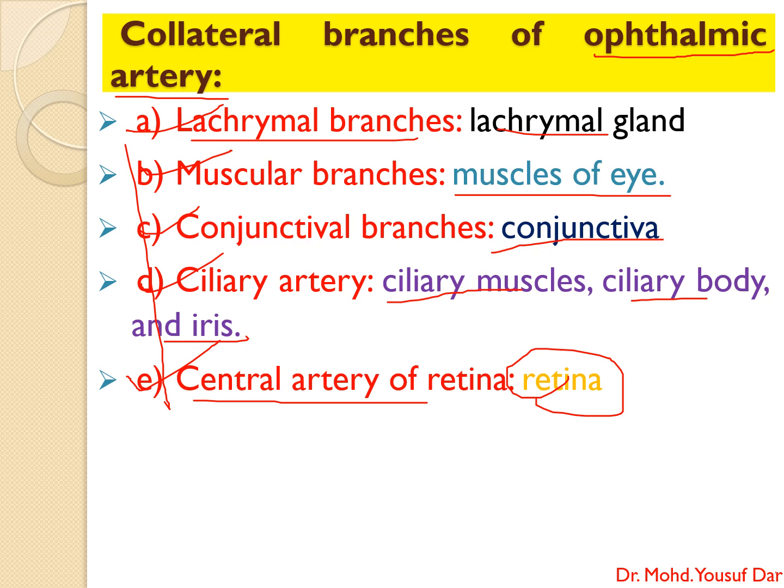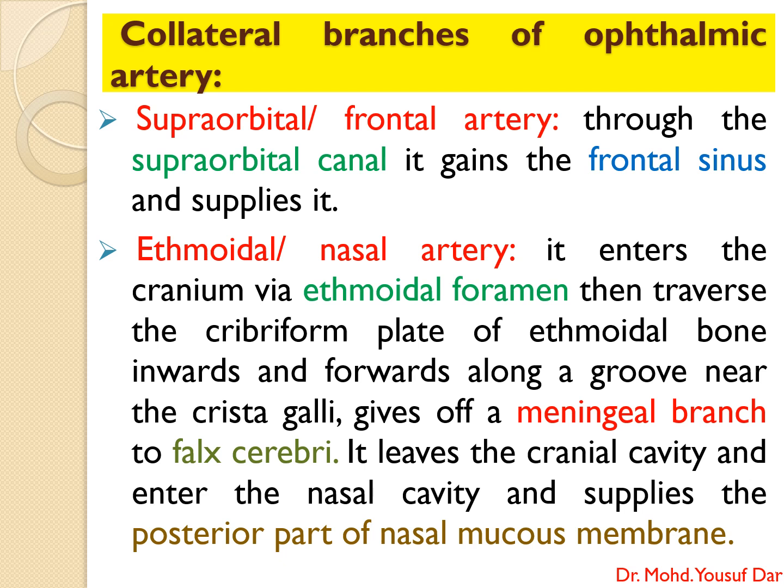Now coming to the main topic, the ophthalmic artery divides into the supraorbital, also known as the frontal artery, and the ethmoidal artery or nasal artery. The supraorbital artery passes through the supraorbital foramen and then enters the frontal sinus and supplies the mucous membrane of the frontal sinus.